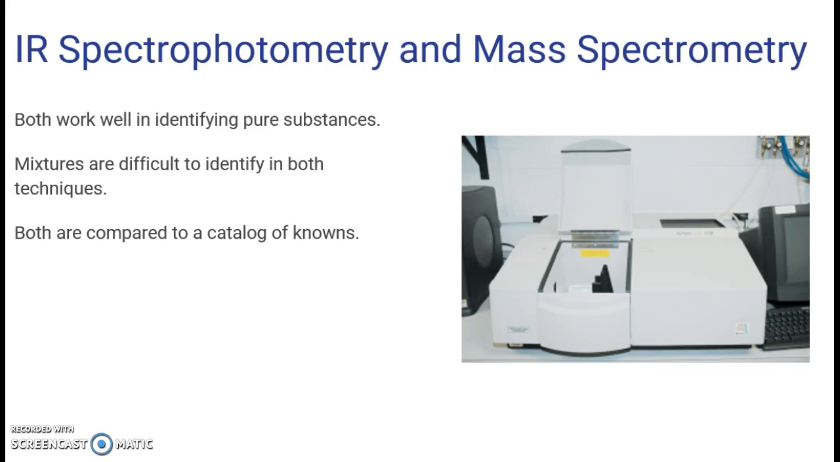Infrared spectrophotometry and mass spectrometry both work really well in identifying pure substances. However, if there's a mixture, it's very hard for either technique to identify both substances. So they do have a catalog of knowns that you can go through, and you can look at all of the mass specs to compare the ones that you get to determine what it is.